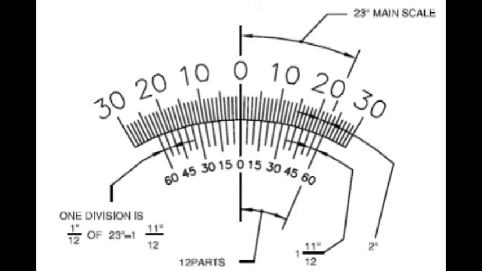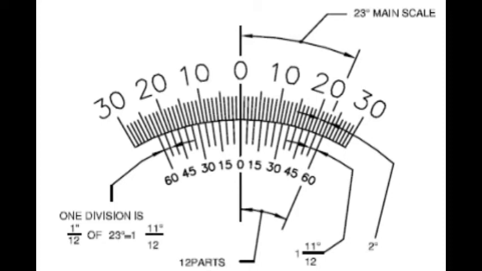These 12 divisions occupy the same space as 23 degrees on the main scale. Therefore, each division of the vernier is equal to 1 by 12 of 23 degrees, or 1 11 by 12 degrees. Since 2 divisions on the main scale equal 2 degrees of arc, the difference between 2 divisions on the main scale and 1 division on the vernier scale is 2 degrees minus 1 by 12 of 23, that is equal to 1 by 12 degrees or 5 minutes of arc.